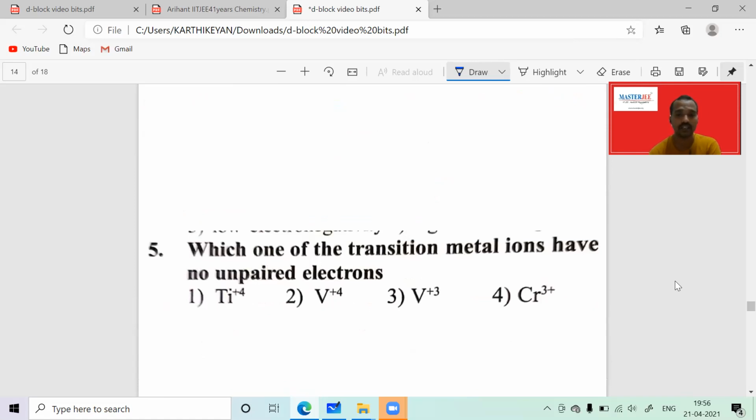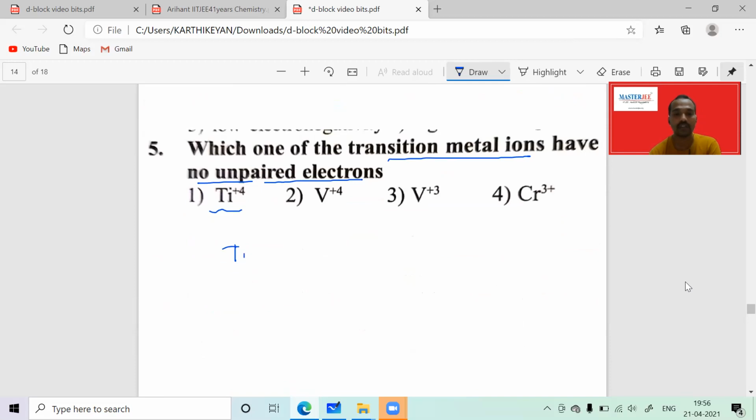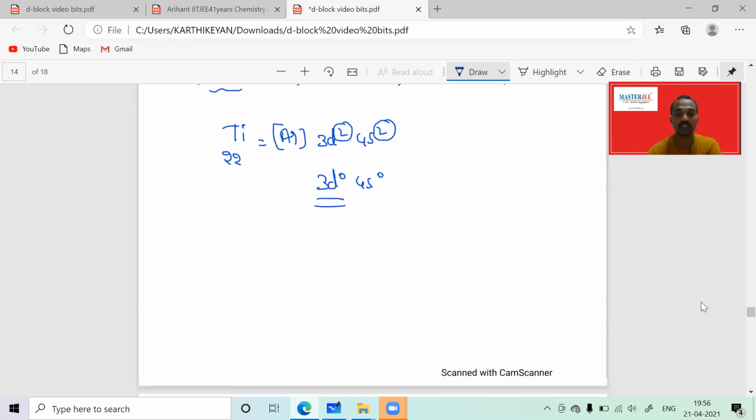Next, which one of the transition metal ions has no unpaired electron? They're asking which transition metal ion has no unpaired electron. No unpaired electron means titanium, we can say easily. Titanium's atomic number is 22, so argon 3d2 4s2. So these 4 electrons are present, and when it loses them there is the configuration 3d0 4s0. See, there is no unpaired electron here. So Ti+4 is the answer.